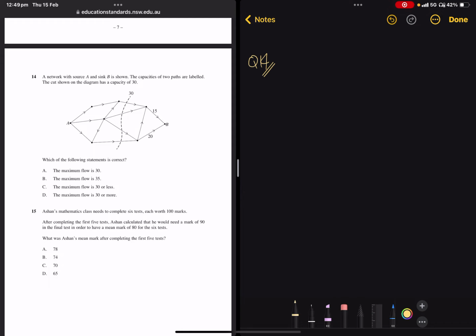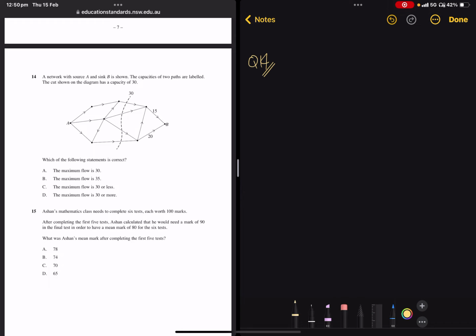Okay. So the maximum flow is 30, well, we don't actually know that. We have a cut that has a value of 30, and that means the minimum cut is the maximum flow, right? So if 30 is the minimum cut, then that could be the maximum flow, but we don't know. There could be another cut that's less than this. So the maximum flow is 30. No, we don't know that. Maximum flow is 35. No, we don't know that.